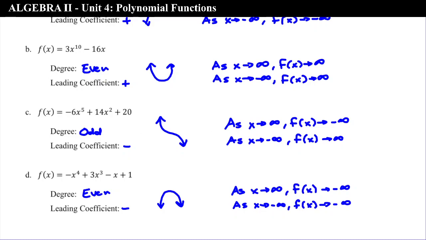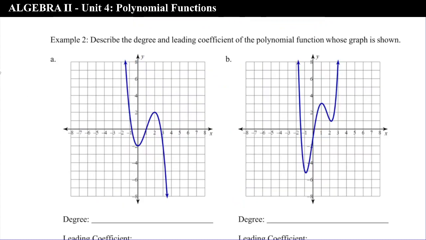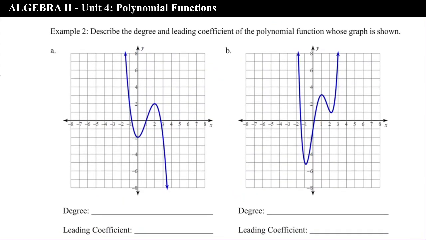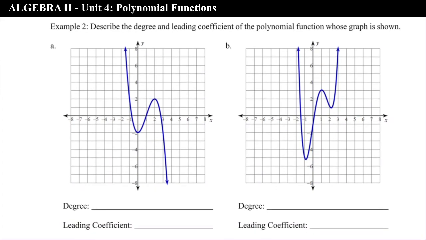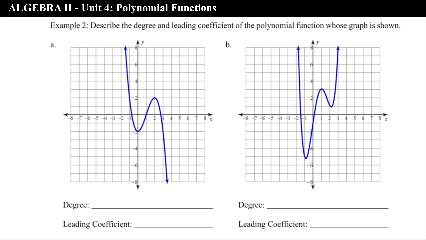All right, so we can figure out what the end behavior is looking at an equation. Let's see what we can do with a graph. So we're going to describe the degree and the leading coefficient for these graphs. All right, so let's start with A. Well, we've got something that is odd because one arrow is going up, the other arrow is going down. So that tells us that we have an odd degree. The leading coefficient, because we're going down overall, we're decreasing overall from left to right, our leading coefficient is going to be negative.